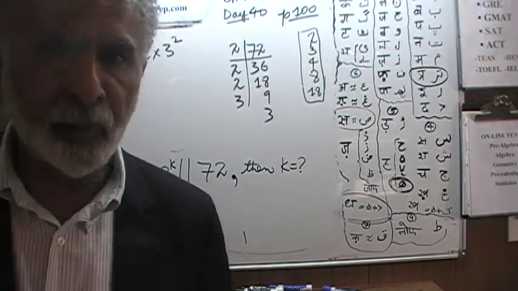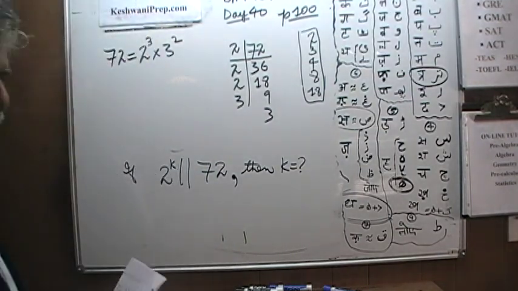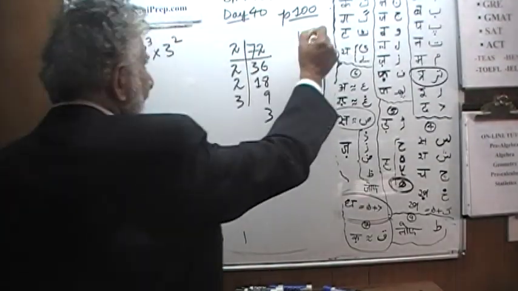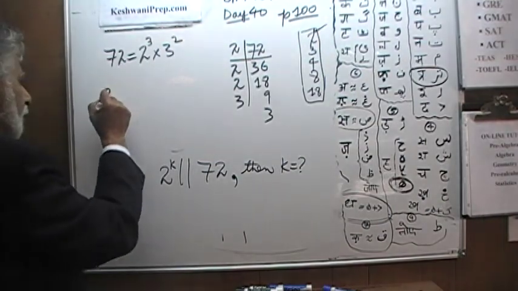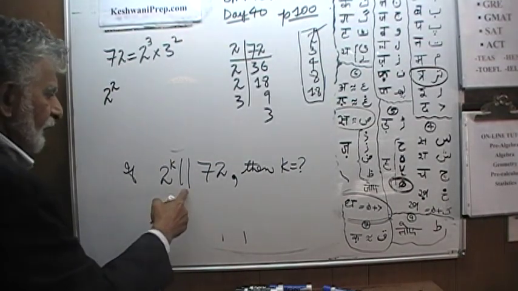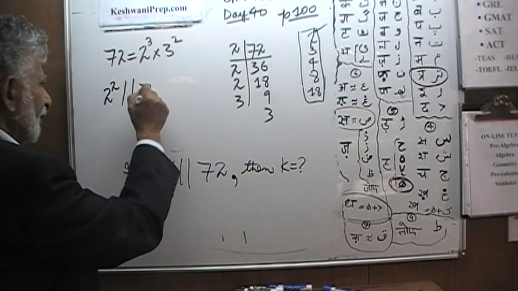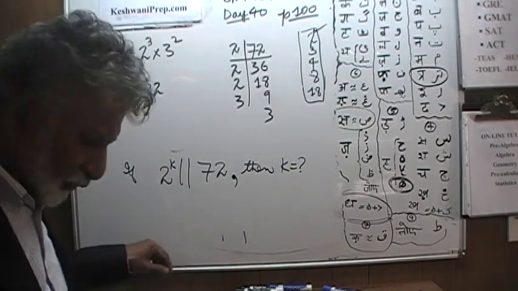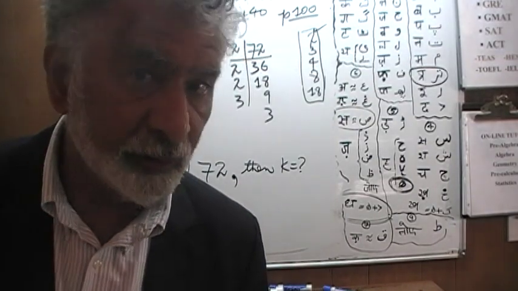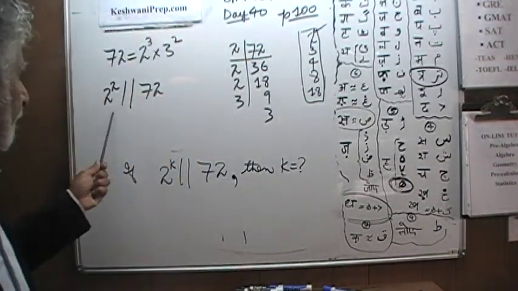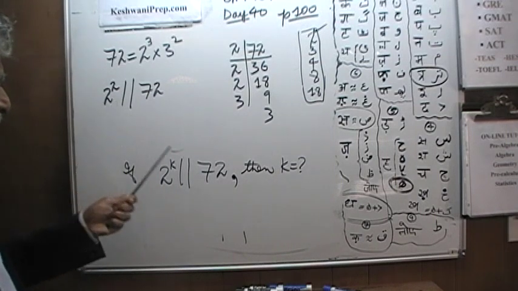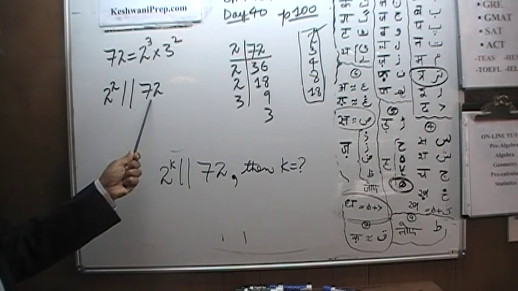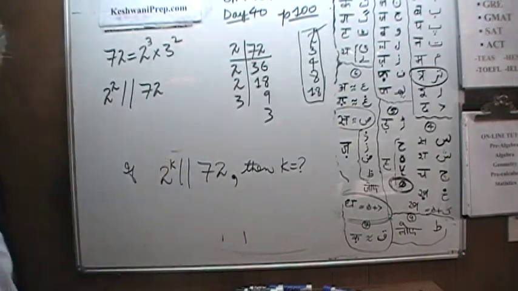Now all we have to do is take a look at it. Okay, let's begin. Let's start with the value of 2. If we start with the value of 2, then 2 raised to 2, we are told, is a factor of 72. That's what this means. If the value of k is 2, which we do not know yet, then 2 raised to 2 has to be a factor of 72, which is true. 4 is a factor of 72.